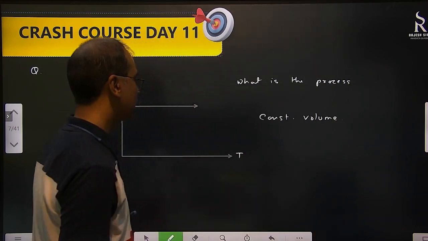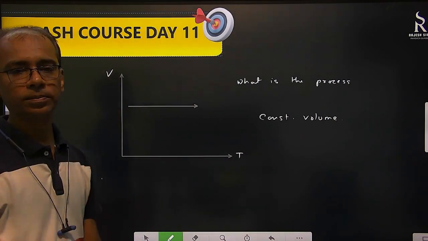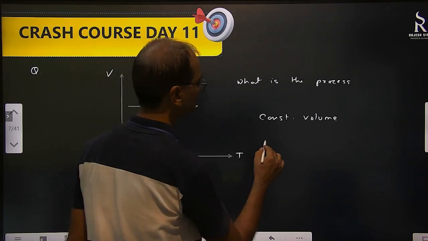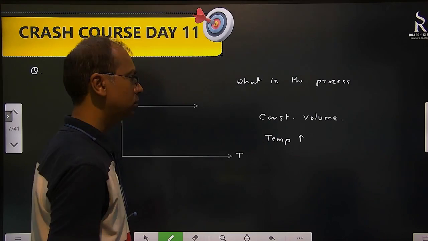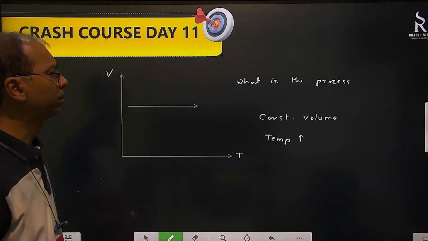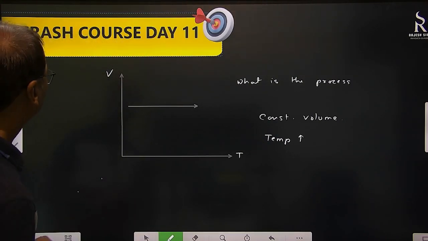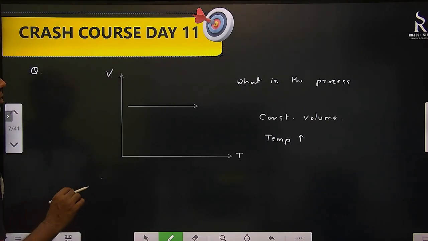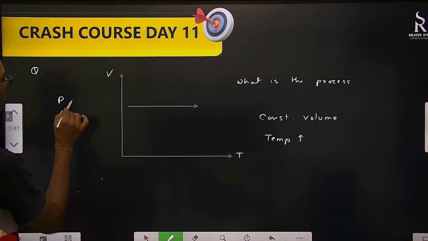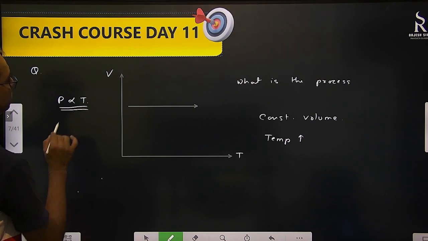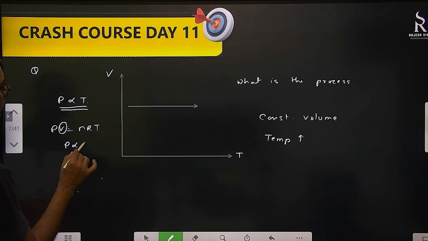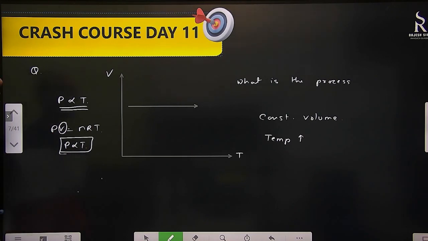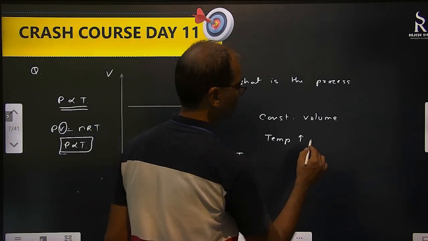Right. What is the second thing? Temperature is increasing. Temperature going up. Volume is constant, temperature is going up. What can we say then? If volume is constant, can we say that P is directly proportional to T? Obviously, you can see that PV equals nRT. This is constant, so P is directly proportional to T. So if temperature is increasing, its pressure also increases.